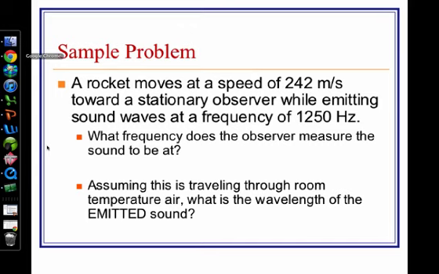What frequency does the observer measure the sound to be at? You also need to know the speed of sound in air, which you can look up in your book. Assume it's 20 degrees Celsius, and we'll go from there. And second question, assuming this is traveling through air at room temperature, what is the wavelength of the emitted sound?